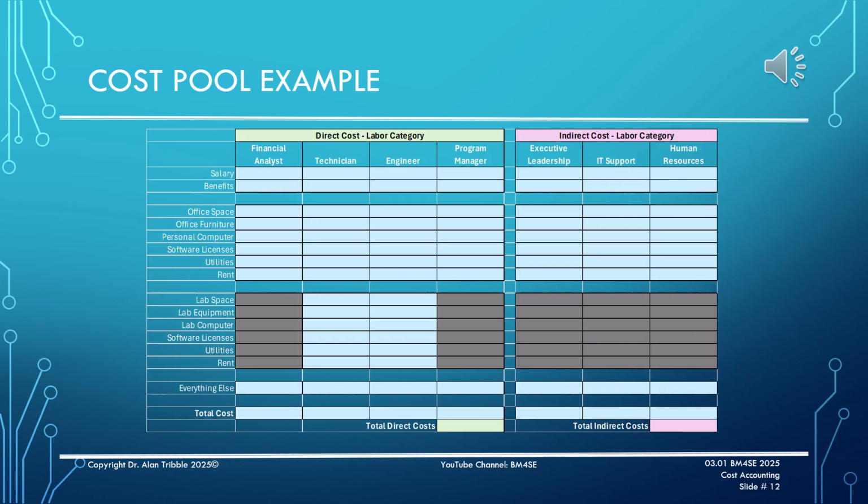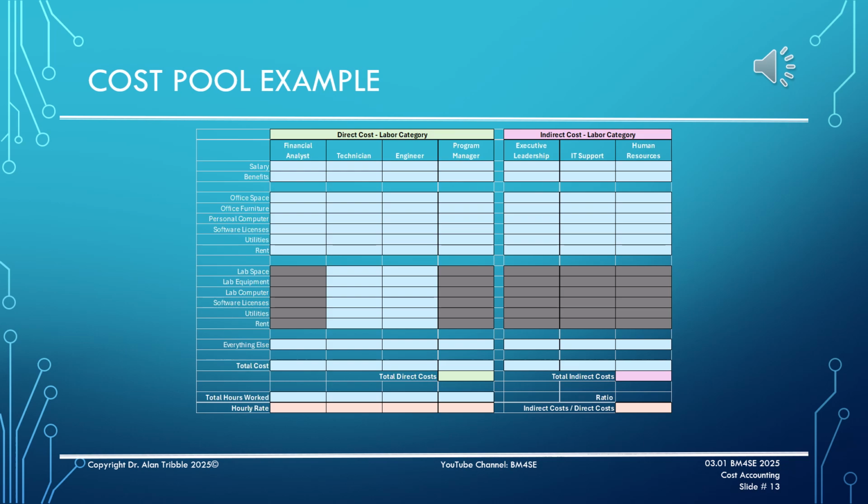We keep doing that until we have accounted for all of our costs. Once complete, we know the total cost of all of the financial analysts, all of the technicians, and so on. This tells us what our total direct costs and total indirect costs would be. Remember that direct costs are those that we can charge directly to a contract. Indirect costs have to be recovered in a different way.